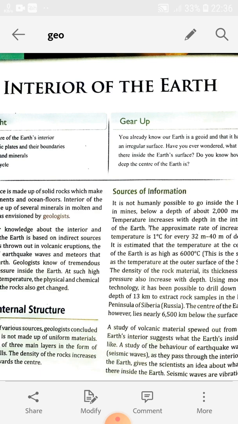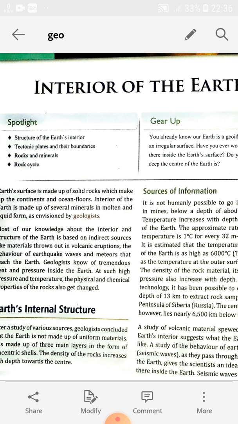This is our first chapter in geography, and the chapter's name is Interior of the Earth. As per the name of the chapter, you can understand that the things we are going to learn are based on the interior of the earth. That means we are going to know what's inside the earth. Now let's see what are the things that we are going to cover in this chapter.